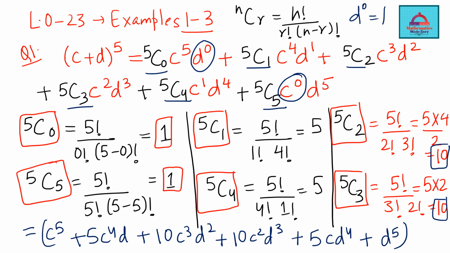So this is how you expand the binomial which was given in the question, (C + D)^5, using the binomial theorem and using the combination formula. Let's solve from the same exercise. Learning objective 23, examples 1 to 3, another question. So here I'm taking question number 6, which is (y - 4z)^4. Again we are going to use the binomial theorem, so I'm going to expand it using that.